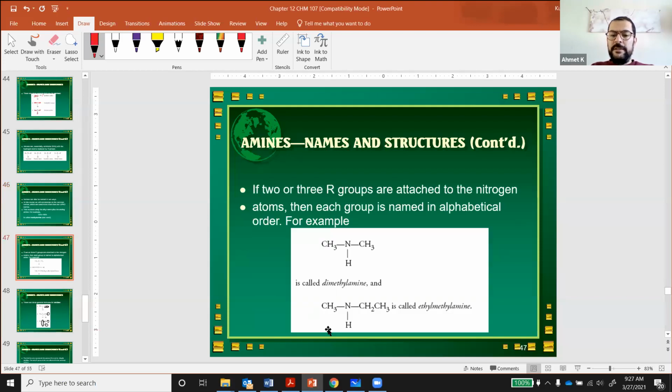And if you have more than one, if you look at this one, for instance, now you have 2 R groups attached to the nitrogen. It's the same thing. You have methyl, and this is methyl. If you have 2 methyl, we use di. So we're going to call it dimethylamine. If the groups are different, same thing. What's the name of this group? This is methyl. And this is ethyl. How would you name it? I'm going to name it alphabetically. Ethyl comes before methyl. So it's going to be ethylmethylamine.